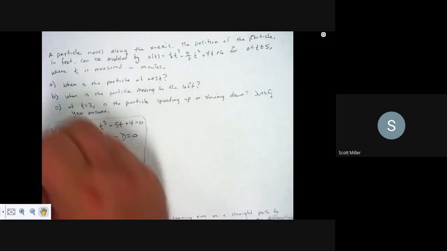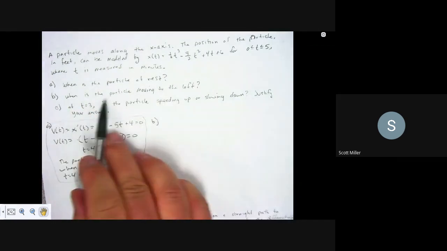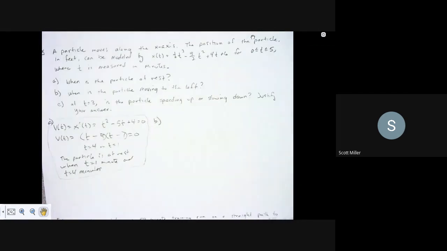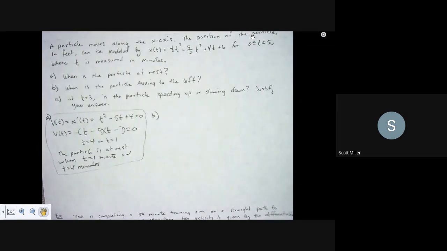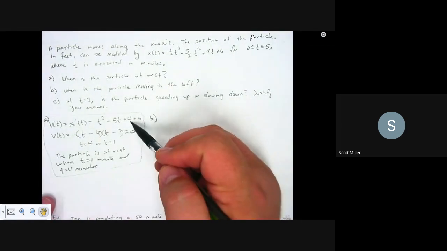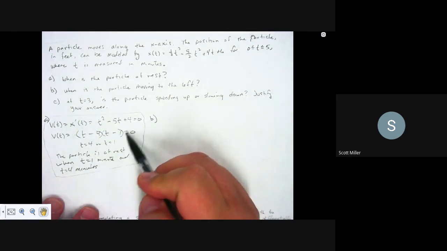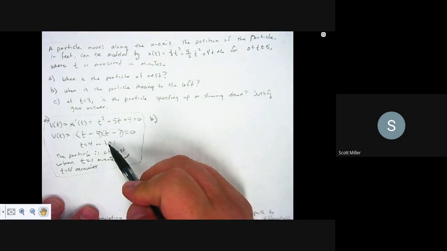Well, let's look at part B. This is part A. What is part B one? When is the particle moving to the left? Well, a particle is moving to the left when the velocity is negative. So one of the things that help us do this, we have our velocity function right here. We don't need to redo it. We have it factored, which makes our life really good. We know when it is 0. These are things you have to do.